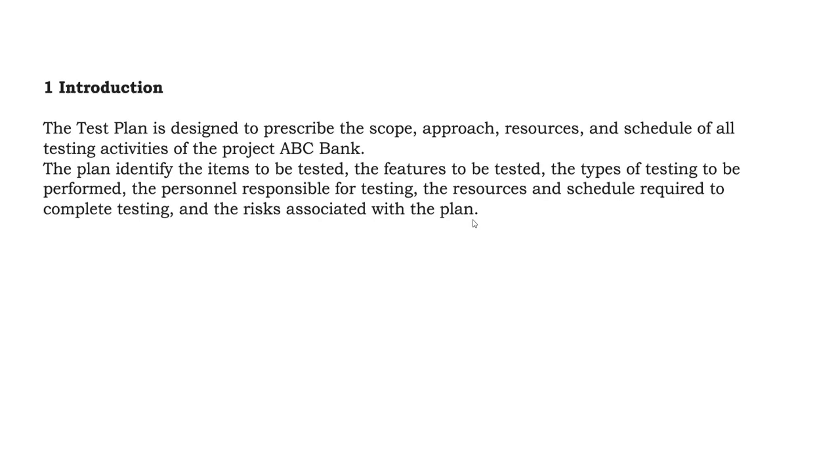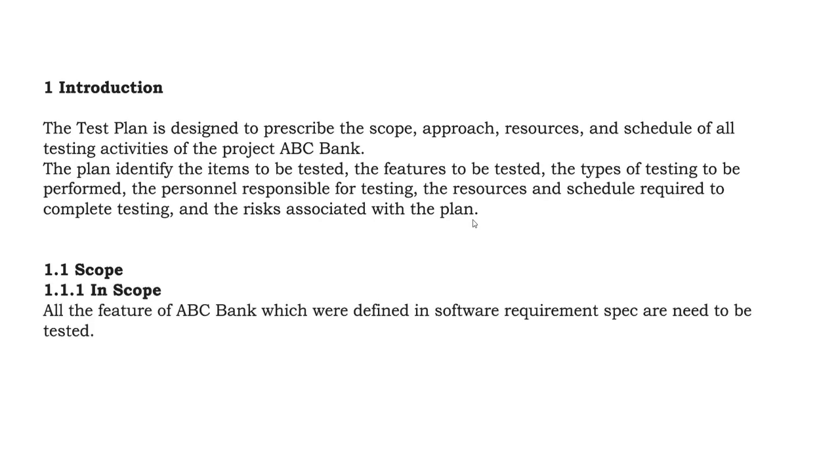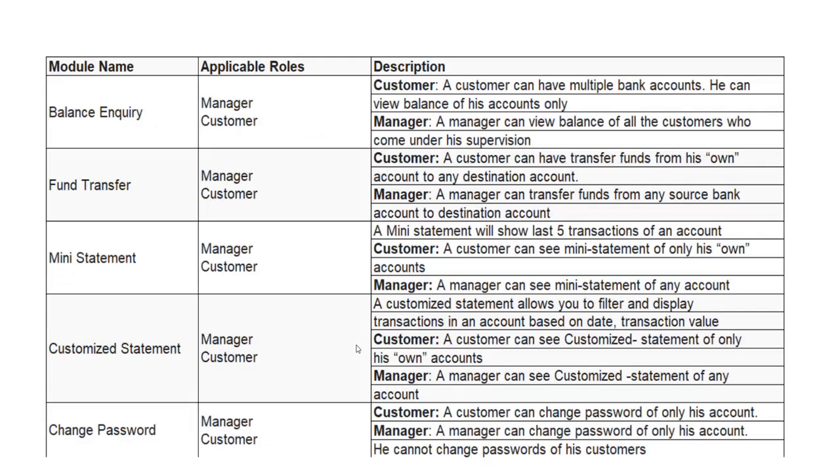Here we will introduce what the project is about, and what things we can expect from this project. Those details will be put in here. First is the scope. What is the scope? Here all the features of ABC bank which were defined in the software requirements spec need to be tested. So this is the scope of the project: all the features need to be tested as per the requirement.